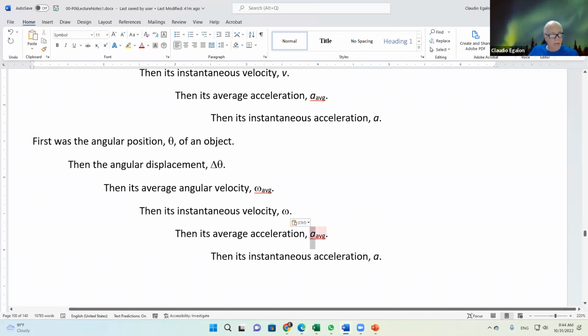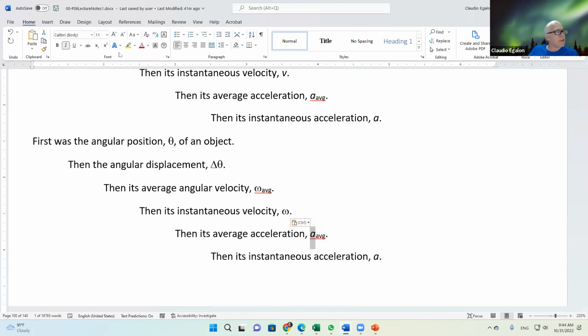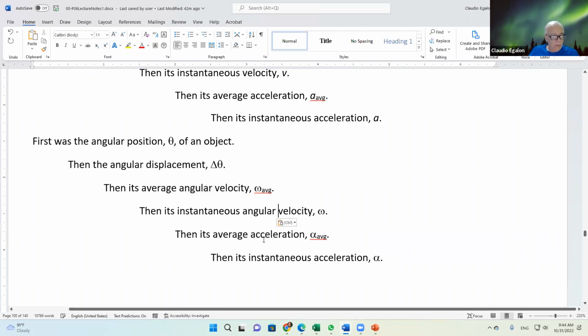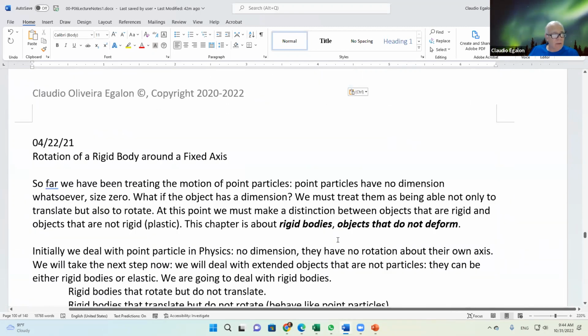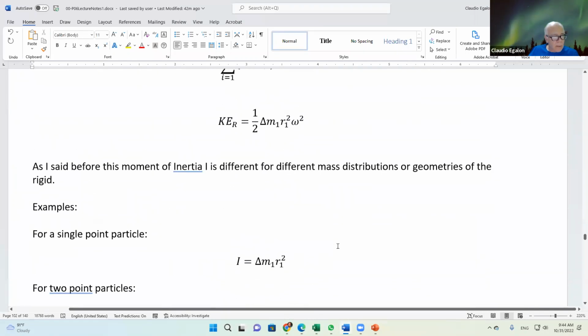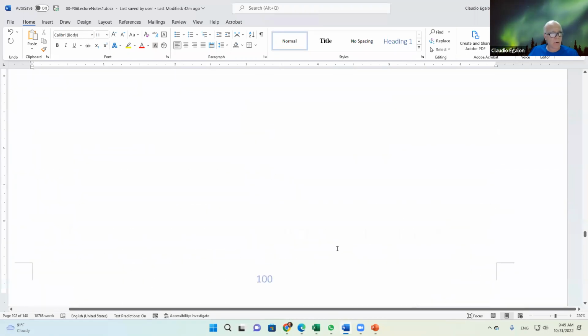We have its average angular acceleration, and we have its instantaneous angular acceleration. Did you get the idea? So let me see if I already have everything. I have everything written down here. Doesn't look like I do. Yeah, I have to write it from scratch.